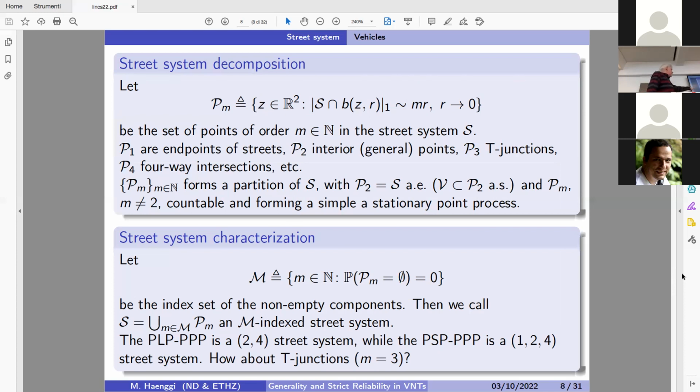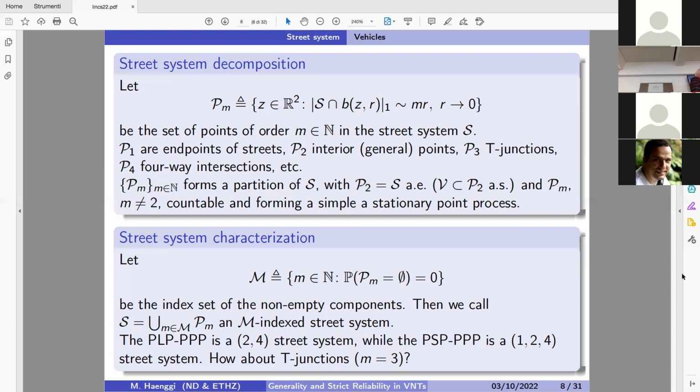And then we can characterize the street systems based on the kind of points that appear in them. For example, in the Poisson line process case, we have a 2-4 street system because all vehicles are either general or at the regular 4-way intersection. In the stick model, we also have endpoints, so we have 1, 2, and 4 that appear. All the other Pm are empty. And naturally, I mentioned T-junctions before.